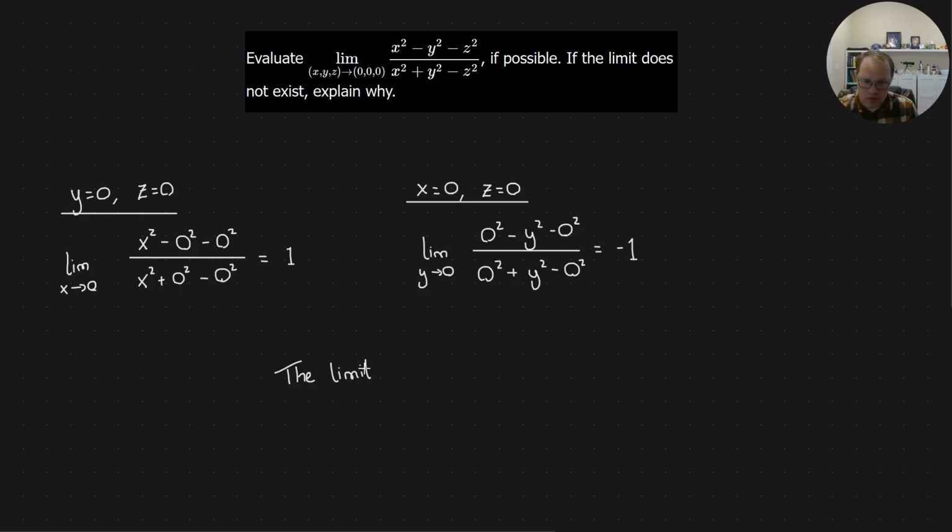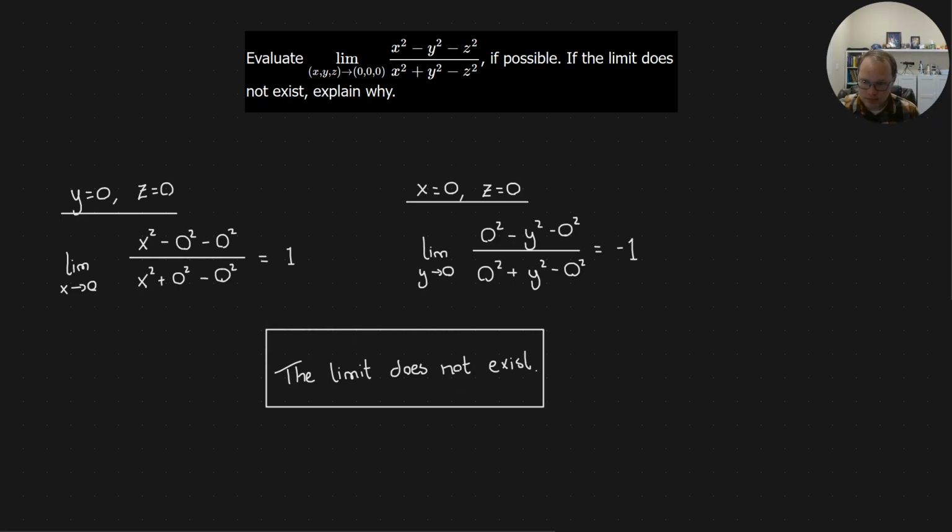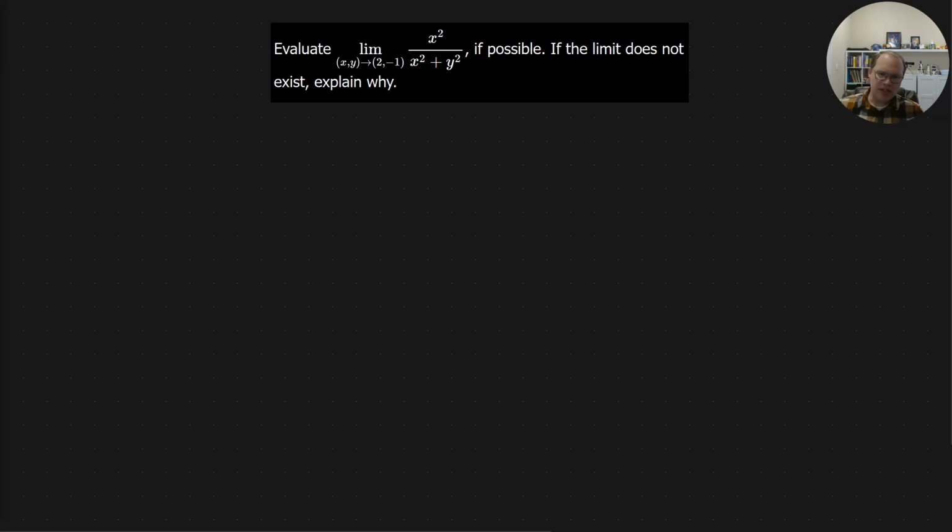Which means that the limit does not exist. I have two different paths, both approaching 0, 0, 0, but I get two different limiting values, which means the full limit does not exist. Every example we've looked at so far, the limit has not existed. There's been some path where the limit along that path did not agree with the limit on some of the other paths, right? What happens if the limit does exist, though?